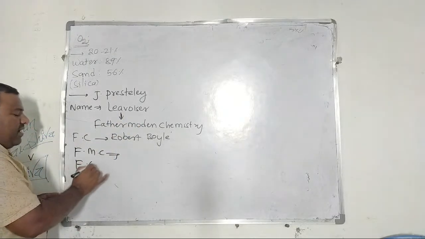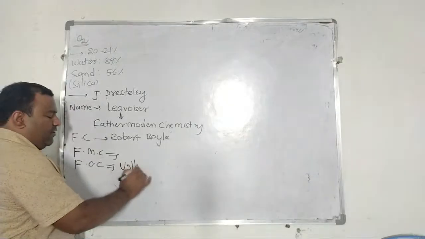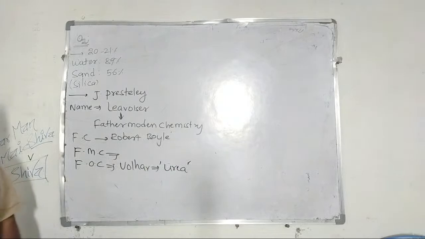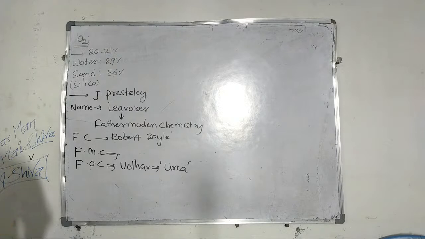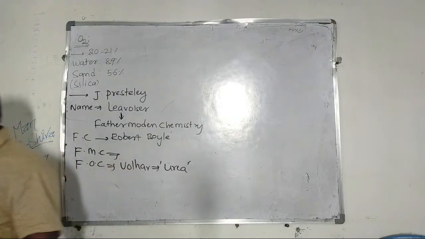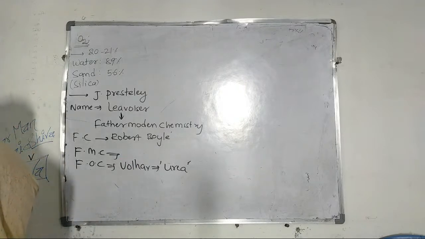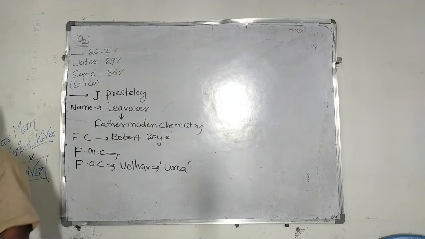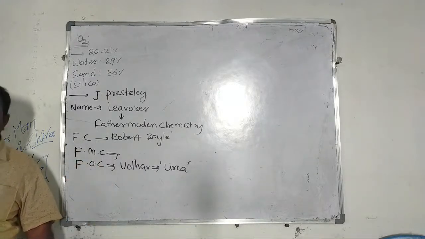And father of organic chemistry is Wohler. He prepared urea. Last time they asked in the examination, the first prepared pesticide is urea. That was prepared by Wohler. He is also called the father of organic chemistry, Wohler. And father of modern chemistry, Lavoisier. In the books they ask Lavoisier. And father of chemistry, Robert Boyle.